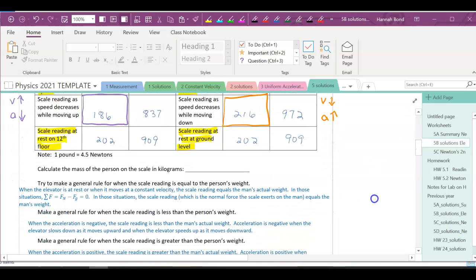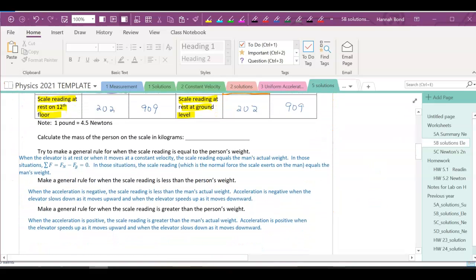So our general rule for that situation is that when the acceleration is positive, the scale reading is greater than the man's actual weight. Acceleration is positive when the elevator speeds up as it moves upward, and when the elevator slows down as it moves downward.